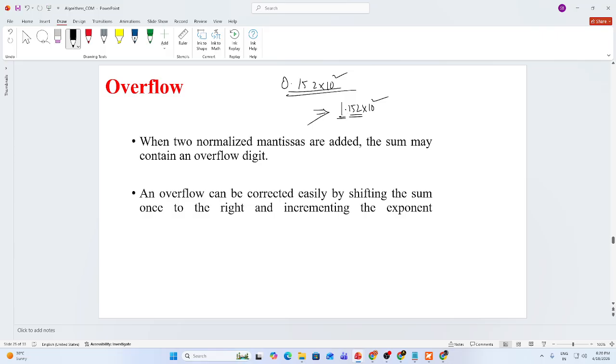To avoid this overflow, I need to convert this into 0.1152. If I shift this right one time, I need to add to the exponent, making it 10 cube. So how to avoid overflow: just shift the mantissa right one time and increment the exponent by 1. This is how we handle the overflow. Basically, overflow occurs only during the sum operation.